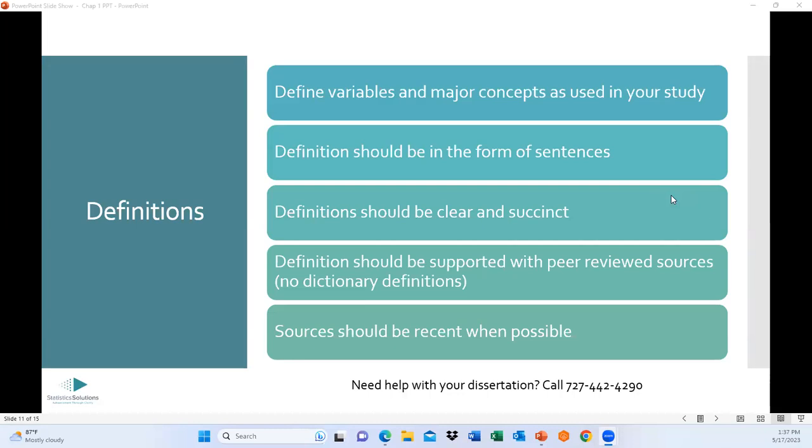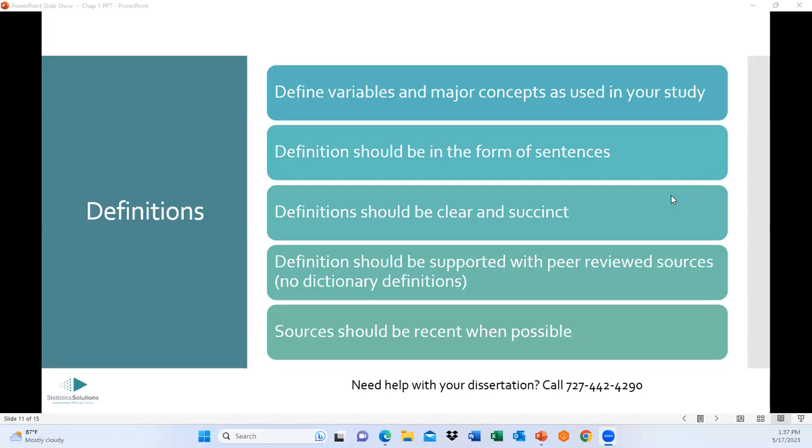And under no circumstances use dictionary definitions. Dictionary definitions are too general, right? These terms are specific to the literature that you're talking about. They're also going to be specific to your study. You're going to be looking at this term in a very specific way. So no general dictionary definitions.